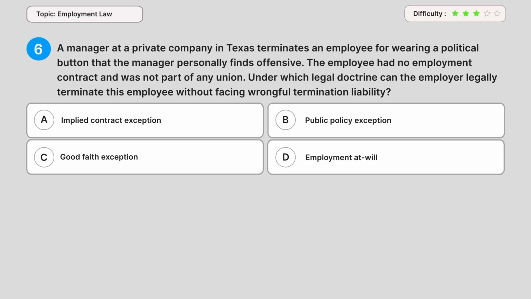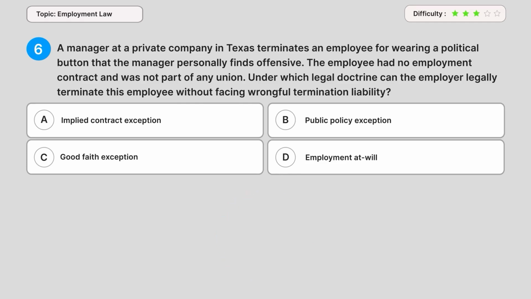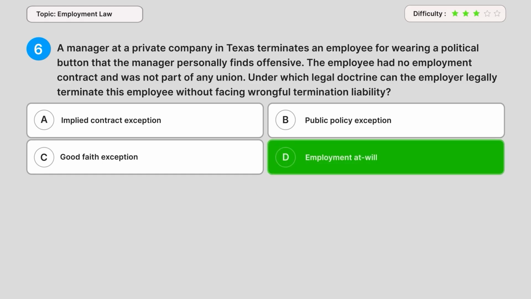A. Implied contract exception. B. Public policy exception. C. Good faith exception. D. Employment at will. Can you guess the answer? Correct answer, D. Employment at will.